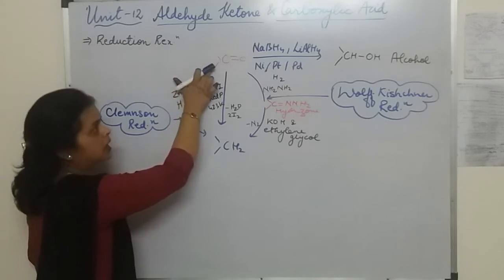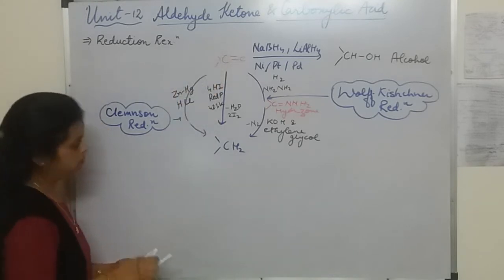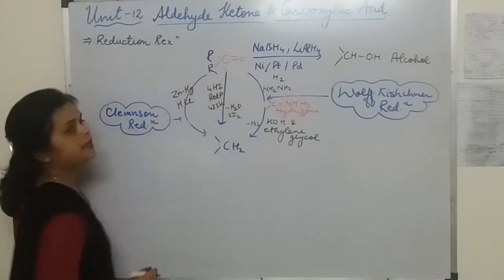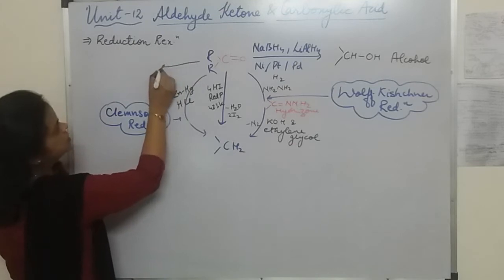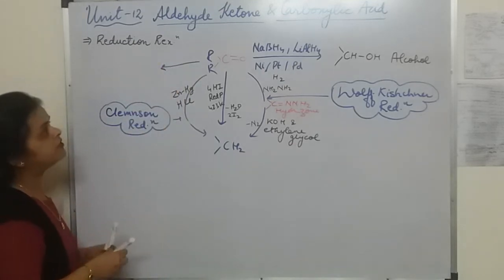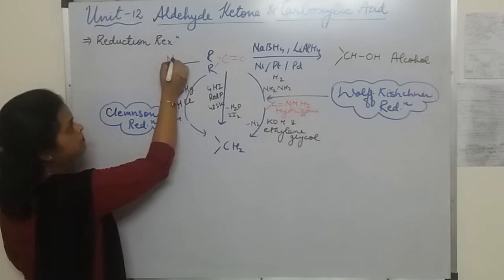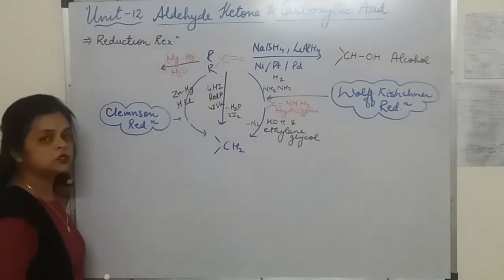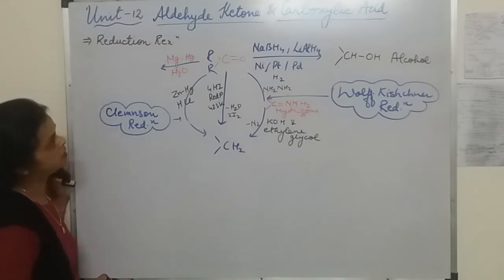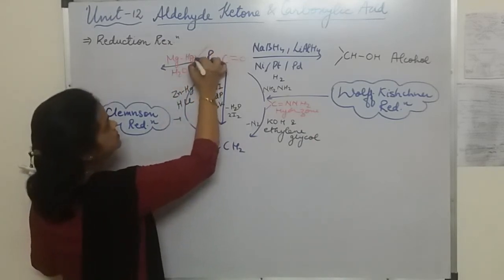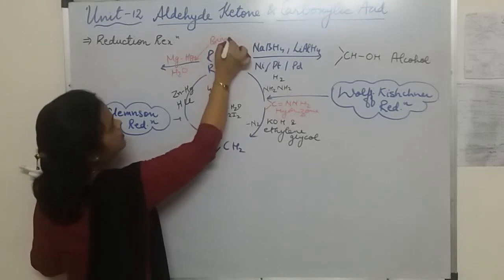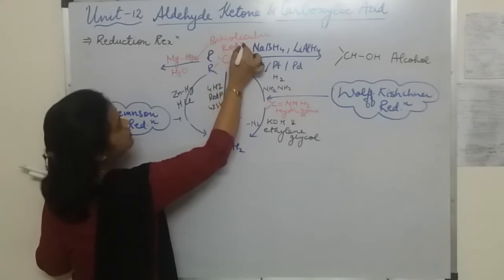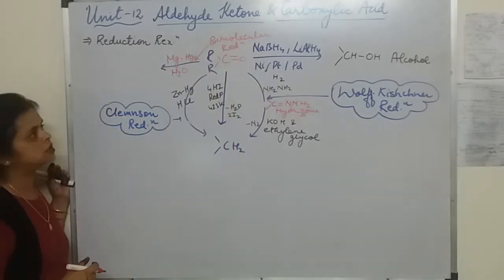Now along with this, if the carbonyl compound is ketone, I am taking specifically for this reaction, if it is ketone, then it undergoes bimolecular reduction in presence of magnesium amalgam and water. In presence of magnesium amalgam and water, bimolecular reduction takes place. Okay, now how will the bimolecular reduction take place?